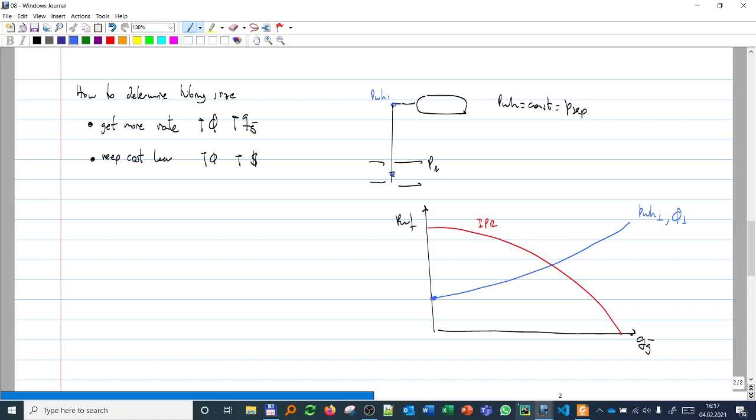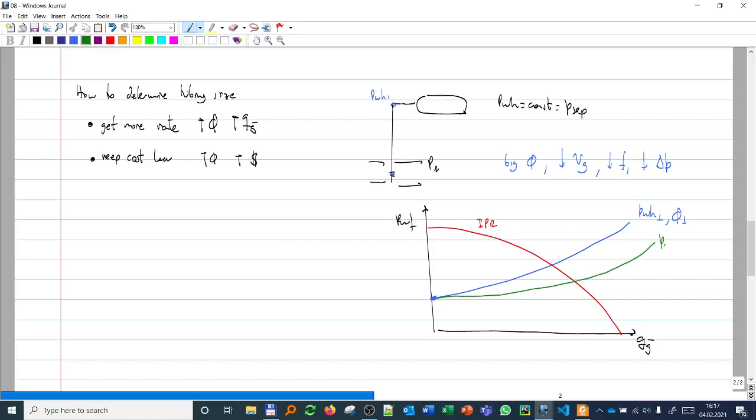Now, when I start increasing the rate, what happens is that a bigger tubing diameter will allow the velocity to be less. A big diameter gives you a small gas velocity, and that gives you a small friction factor, and that also gives you a small delta P. So in conclusion, the curve looks something like this.